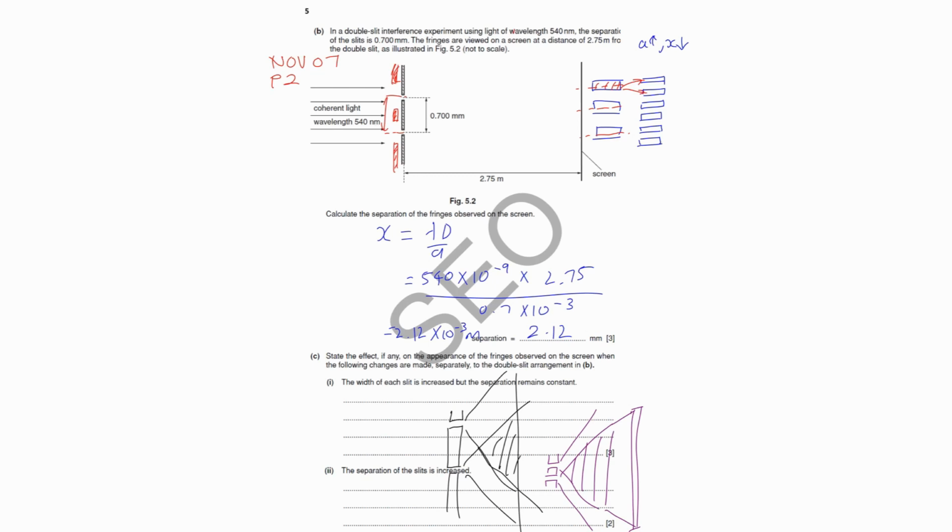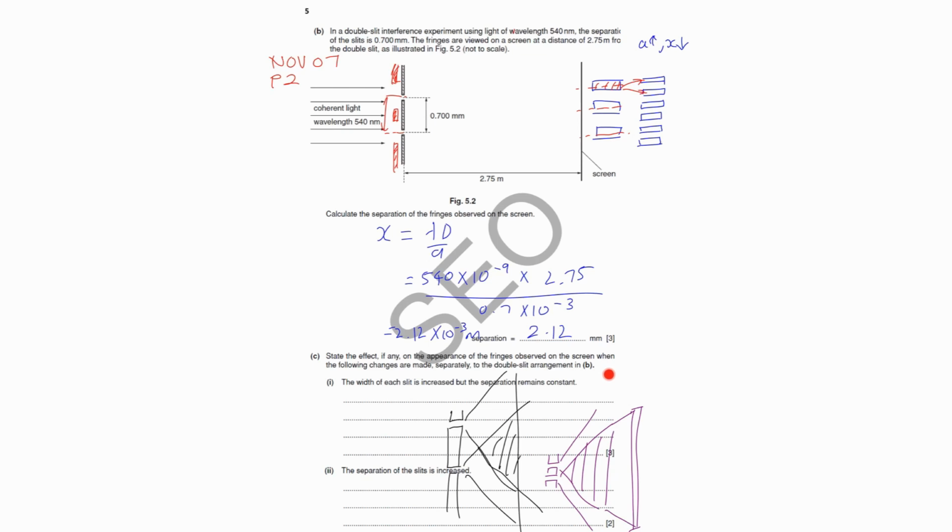But you cannot say, since the answer is in millimeters, I'll leave it in millimeters. You can't do that. The moment you convert one to SI unit, from nanometer to meter, then everything has to be in SI. Then only you convert it back to millimeters. Right, the next part: state the effect, if any, on the appearance of the fringes observed on the screen when the following changes are made separately to the double slit. Number 1, the width of each slit is increased, but the separation remains constant.